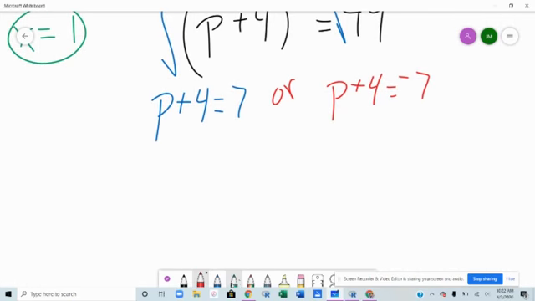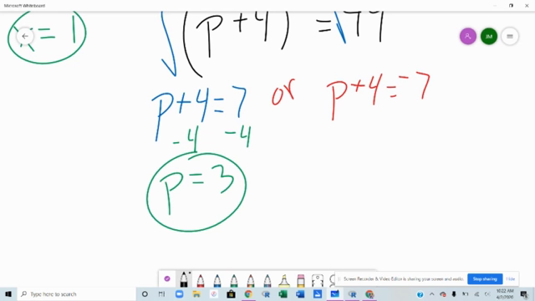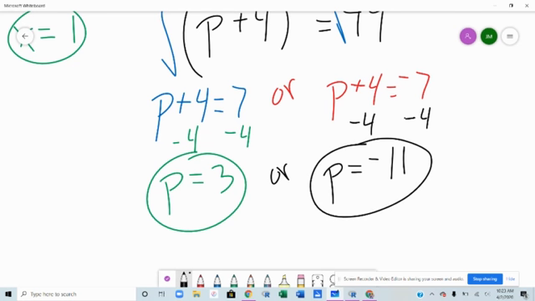Now finish the problem. I have p plus 4 equals 7, so I need to subtract 4. 7 minus 4 is 3. Then I go to my other problem. P plus 4 equals negative 7. I subtract 4 from both sides. Negative 7 minus 4 is negative 11. There are your 2 answers. P equals 3 or p equals negative 11.